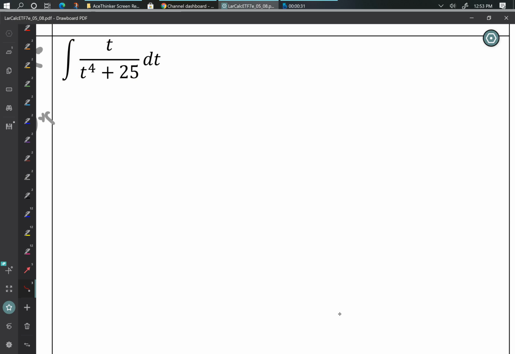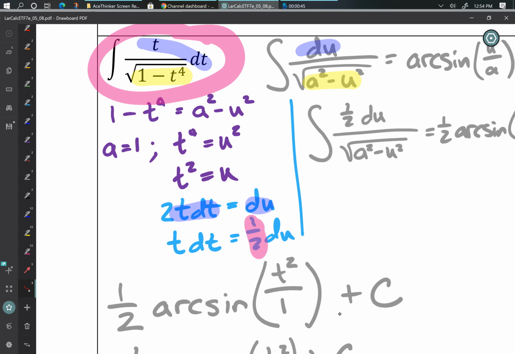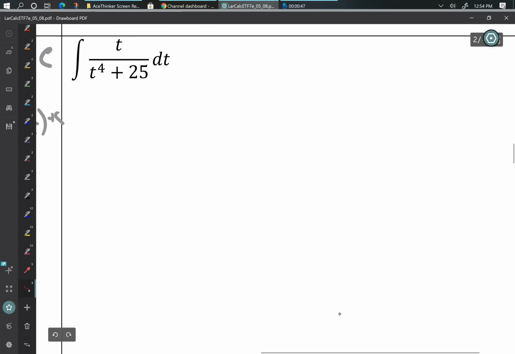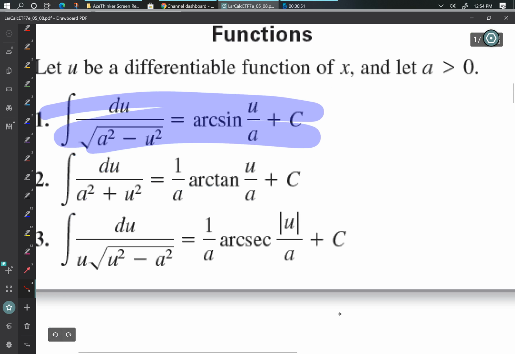I don't see substitution working for the same reason. If t to the fourth was my u, then 4t cubed would be the derivative. No, I got a t. Oh, but wait a second. This is kind of like this one we just did. The t to the fourth and the t, and it worked out to be arc-trig, so maybe this is arc-trig too. So I'm going to go back and look at my arc-trig formulas.